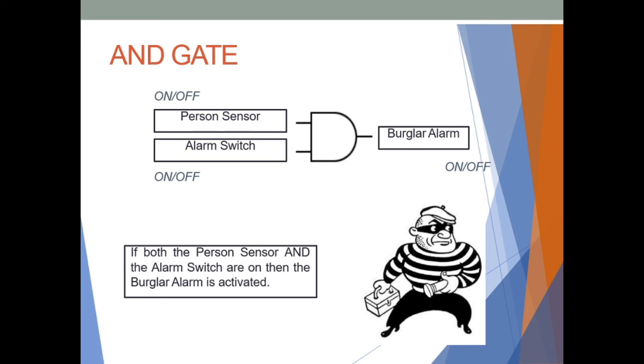If the device senses any intruder, the second input, the person sensor, will be on. So both the inputs are now on and the output signal to the burglar alarm will be on and it produces the loud sound. If one of the inputs, alarm switch or person sensor, is off, or both of them are in off state, the output will be off and the alarm will not work. Is it clear, all of you?